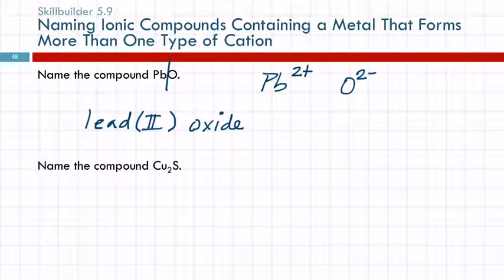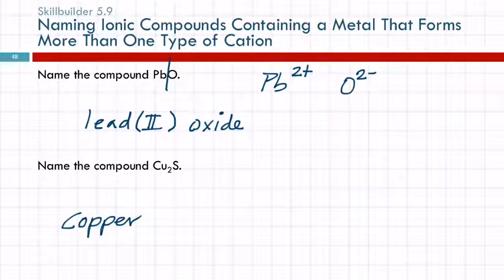Cu2S. Well, is Cu a metal? Yes. Okay, so Cu is copper. We've got these two here, Cu and S. Is copper in groups 1A, 2A, 3A, zinc, or silver? It's not in those groups, so it needs a Roman numeral. Don't know what it is yet. I'm going to skip that for now.